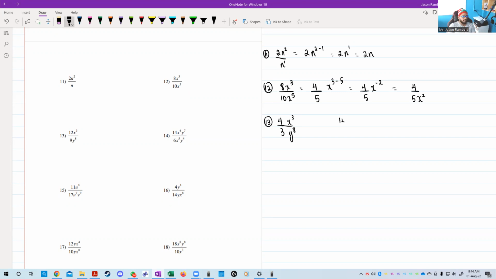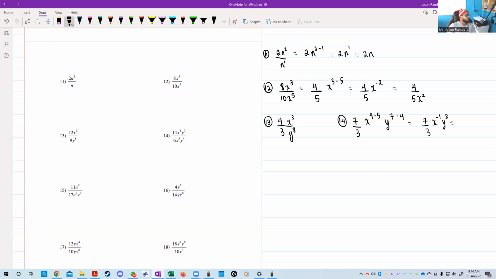Number 14, however, I do have same bases. I could simplify the fraction. 14/6, that is 7/3. And I have x to the power 4 take away 5, y to the power 7 take away 4, which is 7/3, x to the minus 1, y cubed.